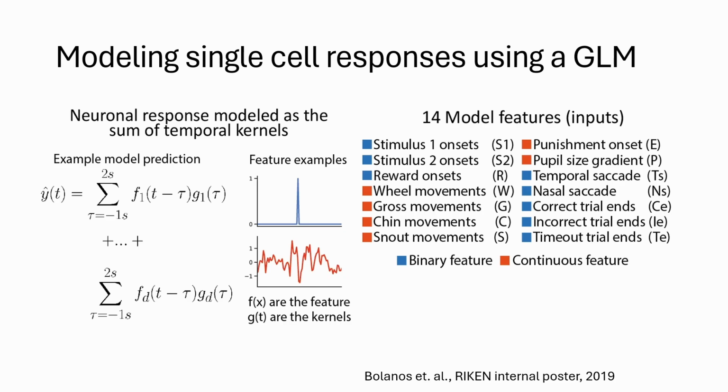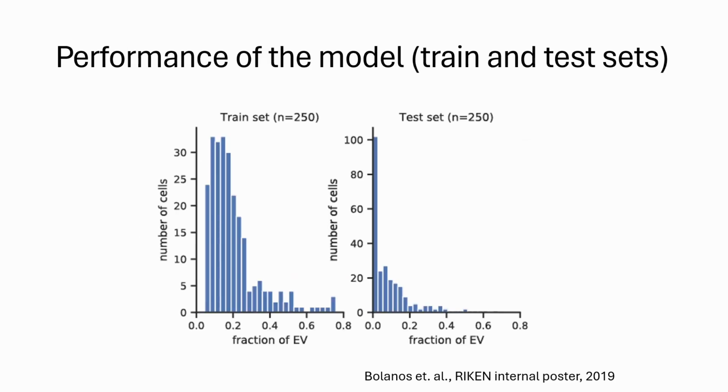And what I gave to the model was not just DeepLabCut, but I also gave it events of the task. So these little blips are only when, for example, the stimulus comes on, or a different stimulus comes on, or the water comes out. And these orange ones are what I call continuous features, such as the wheel movements, the pupil changes, among other things. And so here I train the model.